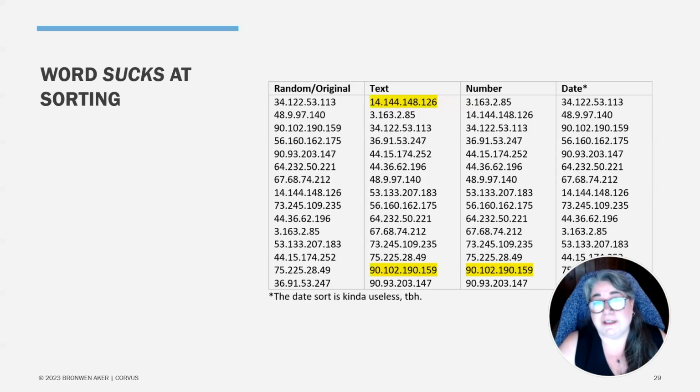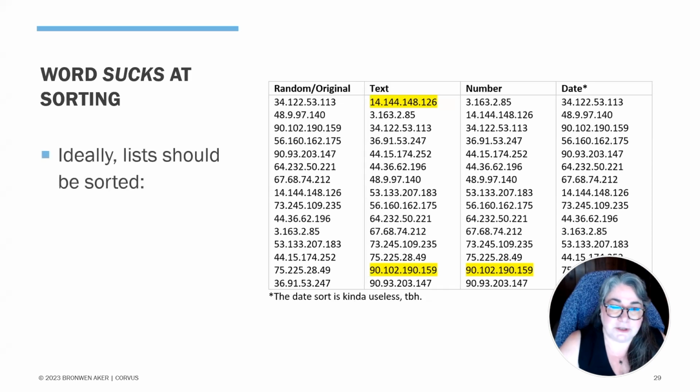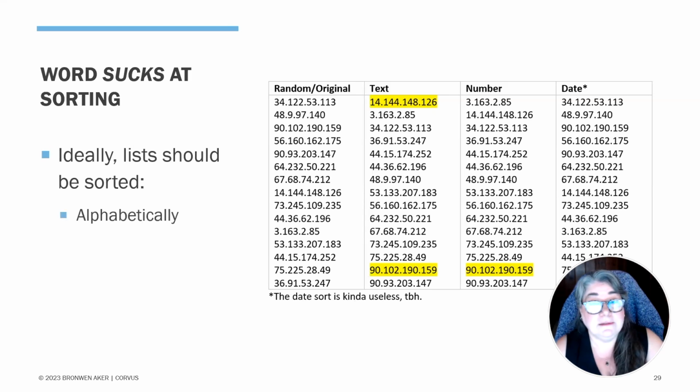And unfortunately, Word sucks at sorting. It just does. In an ideal universe, your list should be sorted alphabetically. So unless there's a good reason to have usernames or field values or something in a list in a specific non-alphabetical order, if there isn't a good reason, sort it alphabetically. It makes it easier for people to find stuff. It makes it easier to scan and go through.